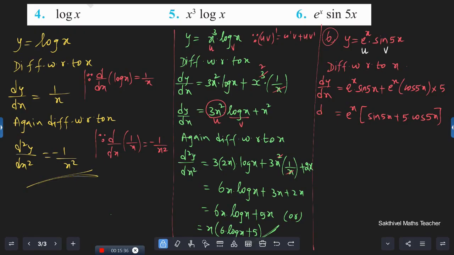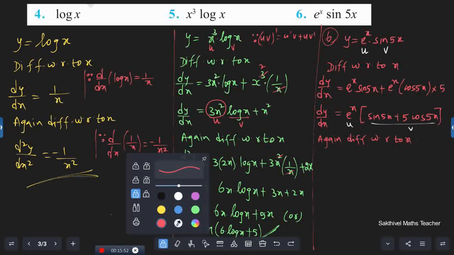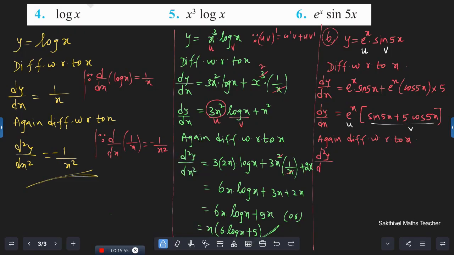So this is now dy divided by dx. Now again if you differentiate on both sides, what I am getting, this is my u, this is fully as a v. So that d square y divided by dx square: e power x when I differentiate e power x, so sin 5x, 5 into cos 5x let it be, because this is u dash, this is v as it is, plus e power x let it be as it is.